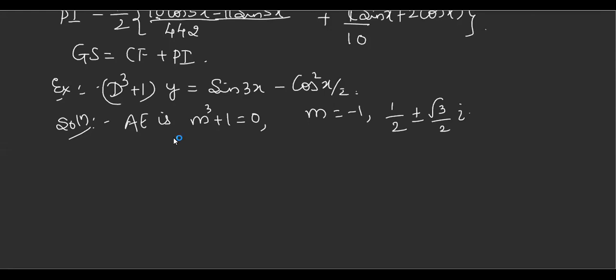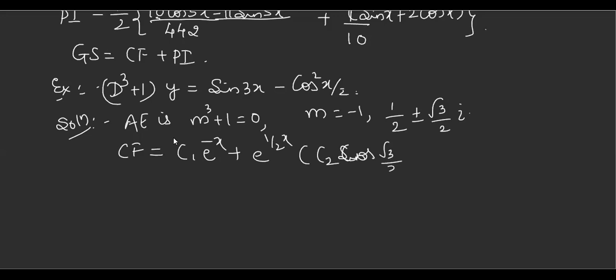Yes. Now write CF. C1 e raised to minus x, then e raised to half x, C2 cos of root 3 by 2 x plus C3 sine root 3 by 2 x. Correct? Yeah, this is CF. Now let us say PI. PI is here. Now one more thing, just see, I'll simplify the RHS part.